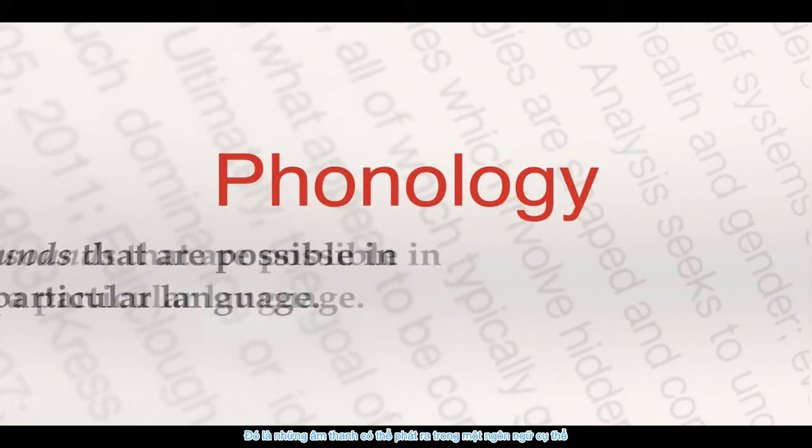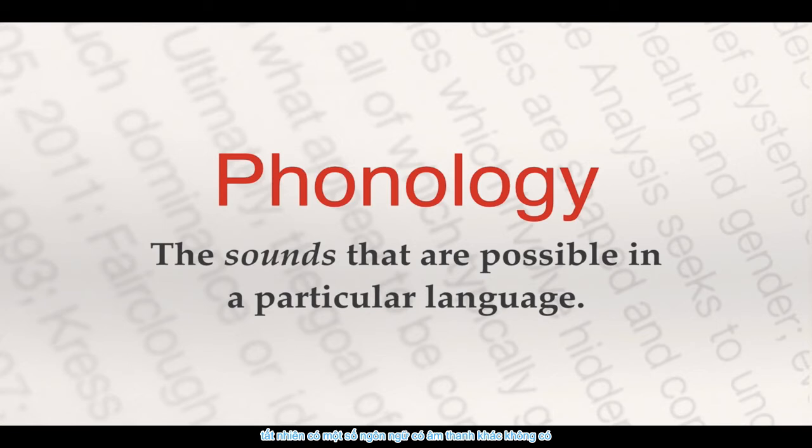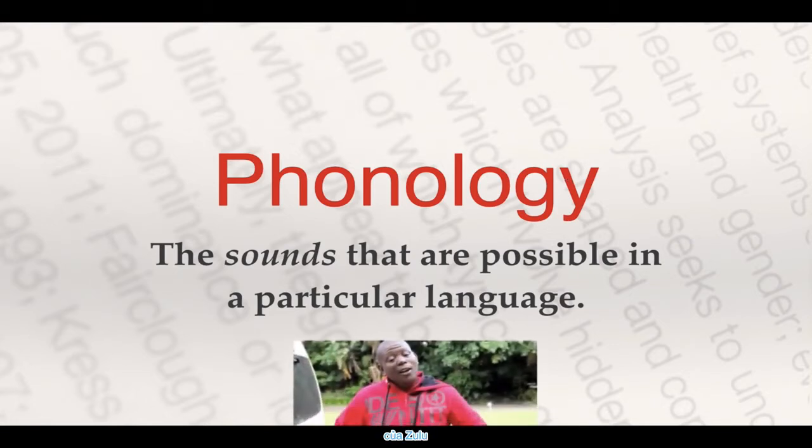So if we look at the levels of language, the first level that a linguist might talk about is phonology, and that is the sounds that are possible in a particular language. Now, of course, some languages have sounds that others don't. So I'm going to show you an example here of Zulu.